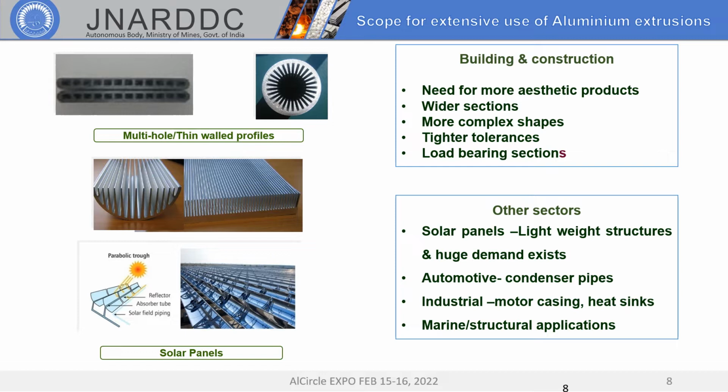In building and construction, more scope exists for wider sections and more complex shapes. Load-bearing sections need to be produced with tighter tolerances. In other sectors with growing demands of energy requirements, solar panel and lightweight structural applications, huge demand can be expected. In automobile sector, heat transfer sections such as condenser pipes will be in demand. In industrial sector, motor casing, heat sink profiles and marine and structural applications will be the drivers of demand in future.